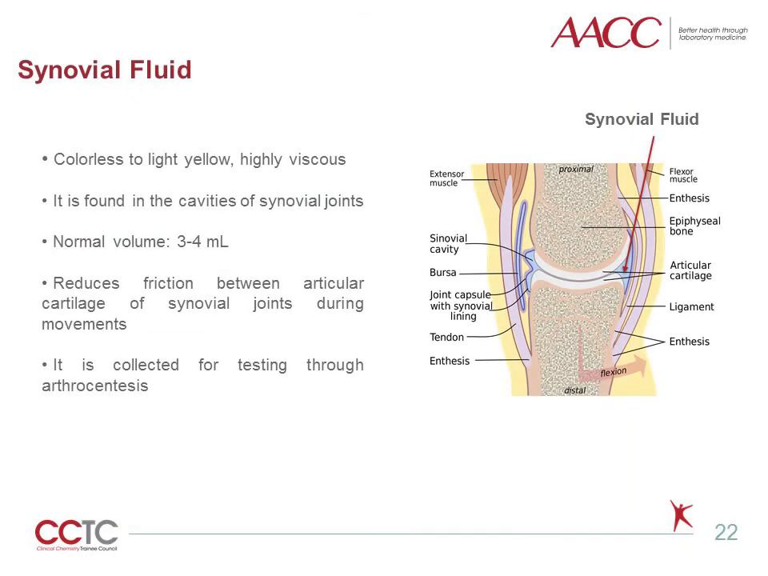Synovial fluid is a colorless to light yellow, highly viscous fluid which does not clot. It is found in joint cavities, and it is formed as an ultrafiltrated plasma across the synovial membrane. Its function is to supply nutrients to cartilage, act as a lubricant to joint surfaces, and to carry away waste products. Normal fluid volume in the knee joint is 3 to 4 ml. Synovial fluid is collected for testing through arthrocentesis.